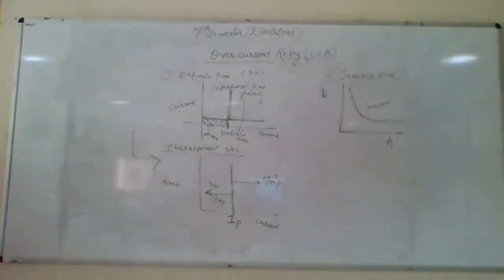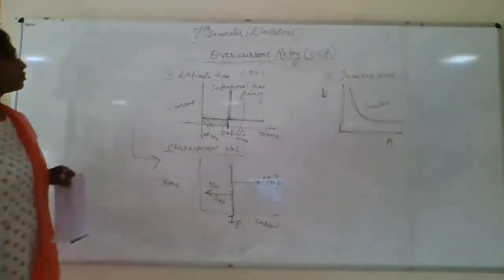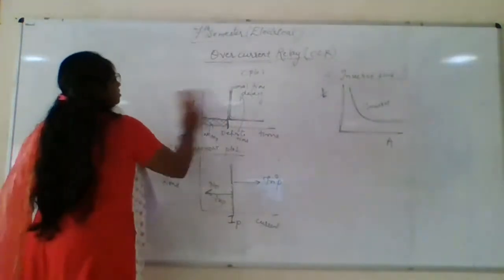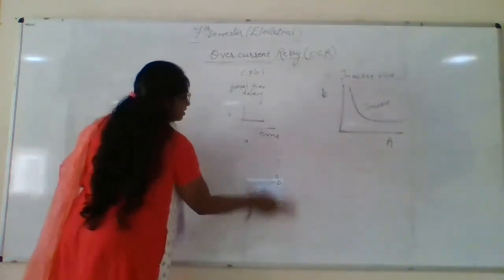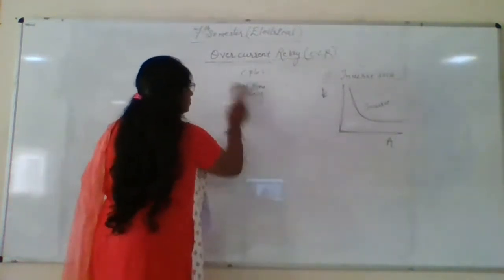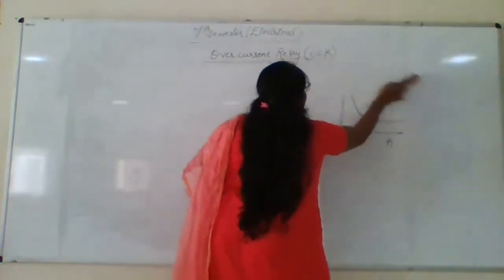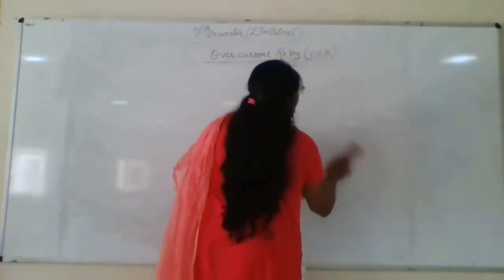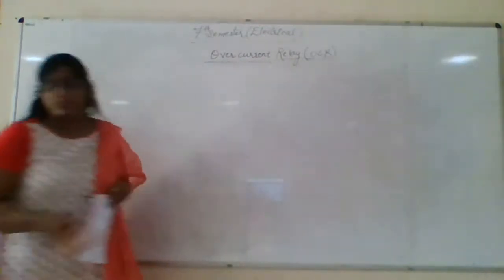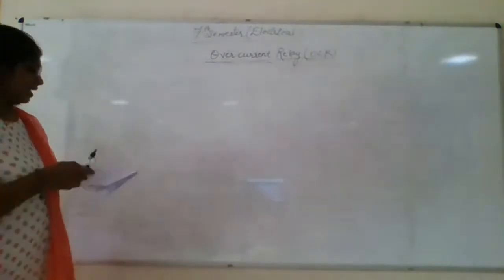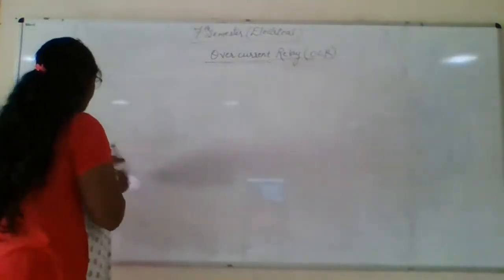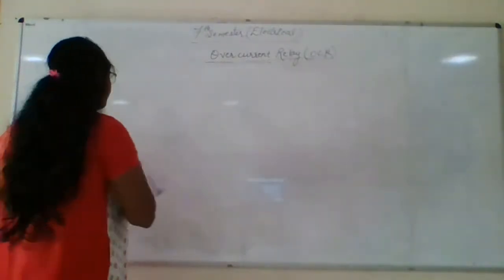So now we'll see, I believe you all noted this. I'll move towards the characteristics of inverse time relays. We had seen three types of inverse time relays. What are those? First, IDMT, very inverse and extremely inverse, isn't it? So see the plot of the same.